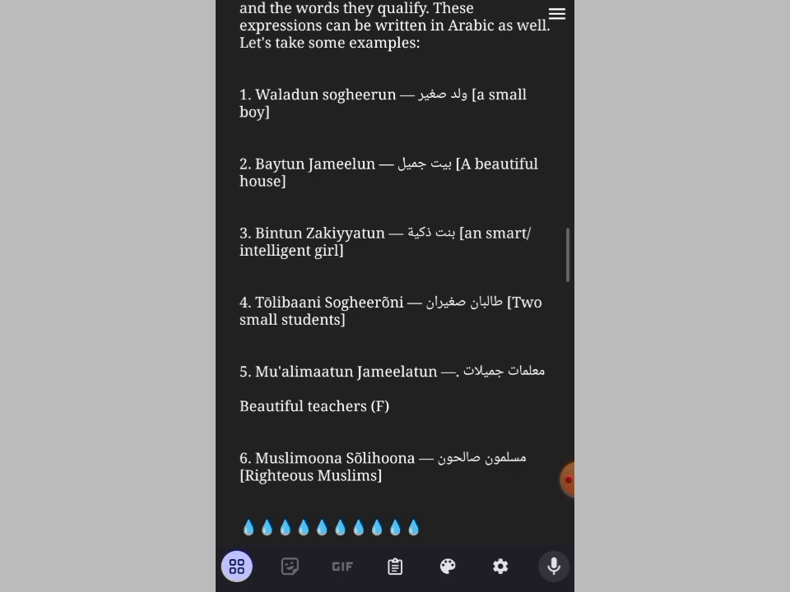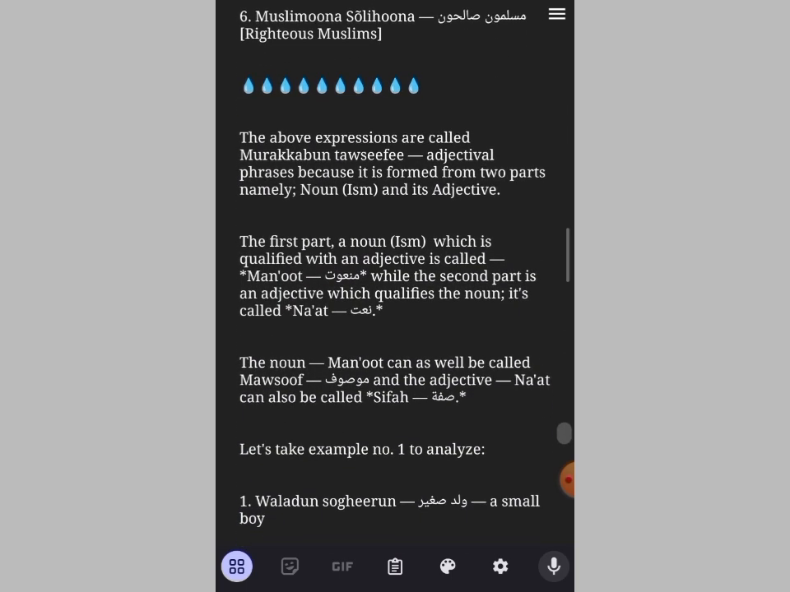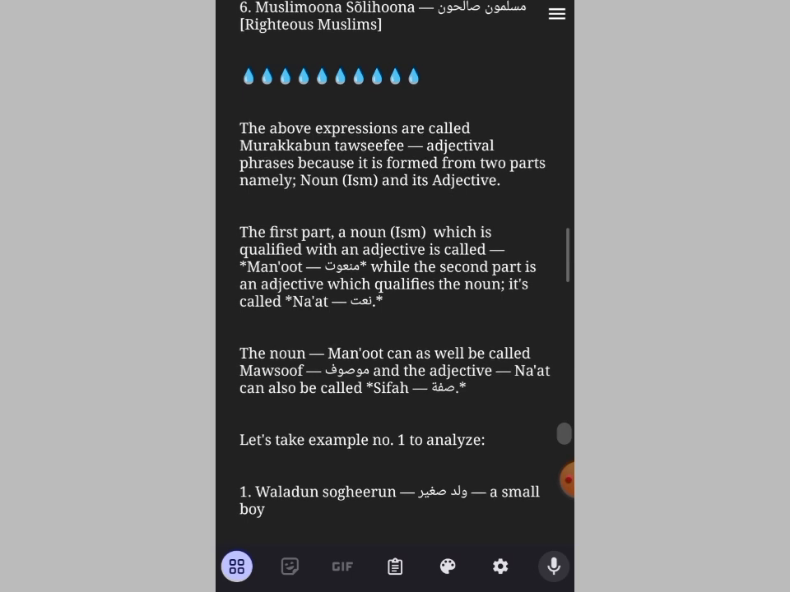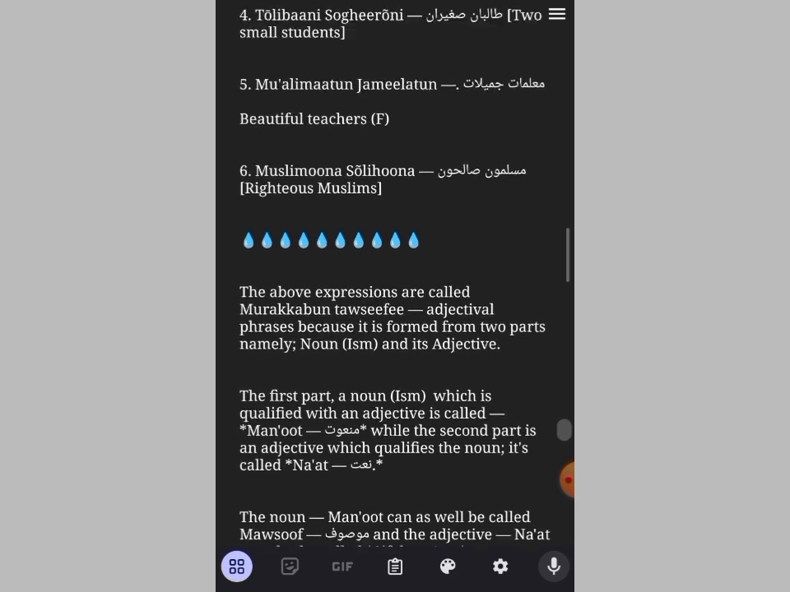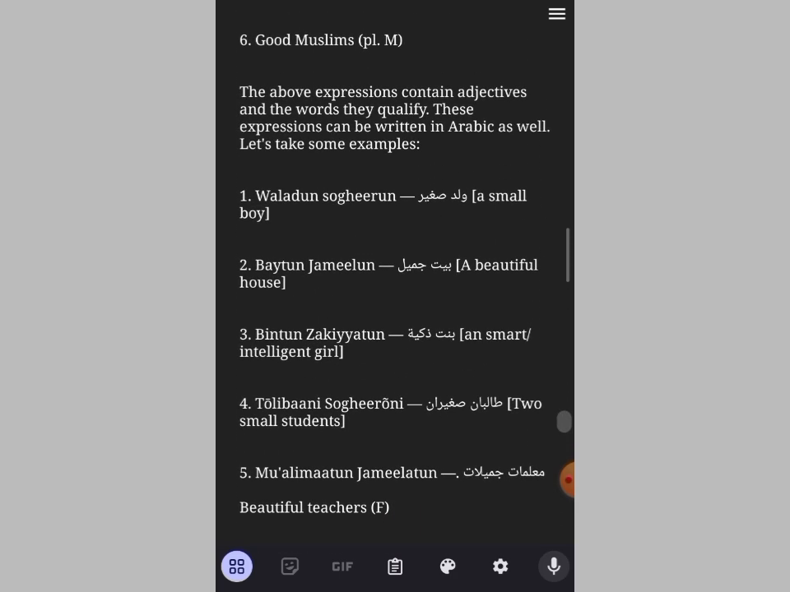Now, let's look at further explanations. As you see, the above expressions comprise the noun and the adjective. And take note, it's always the opposite of the English arrangement. You look at a small boy right here. In English the adjective small comes first and the boy comes second. But it's not the case in Arabic. The noun comes first and the adjective comes second. So we say ولد صغير.